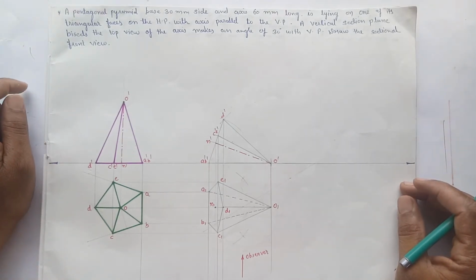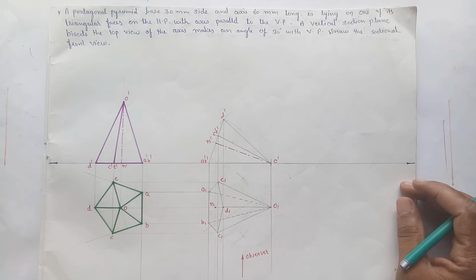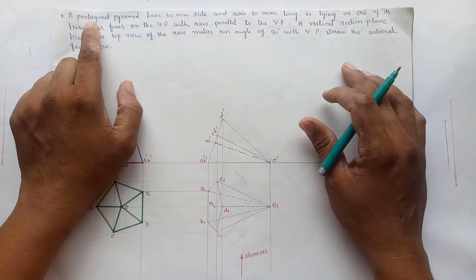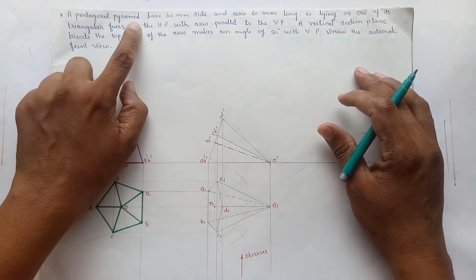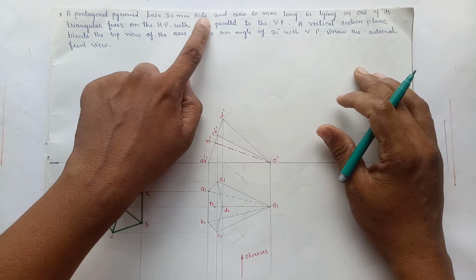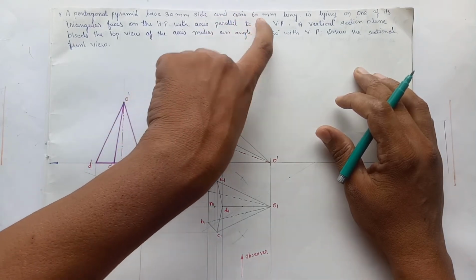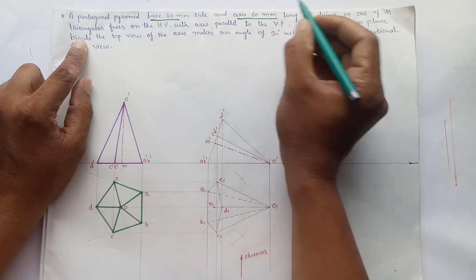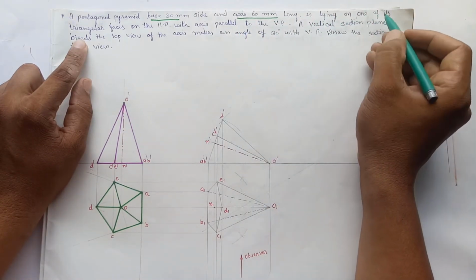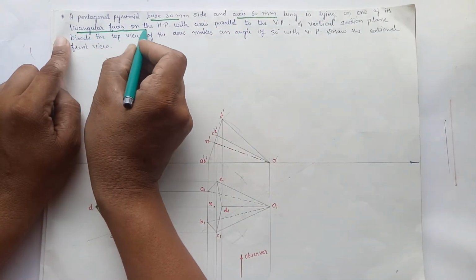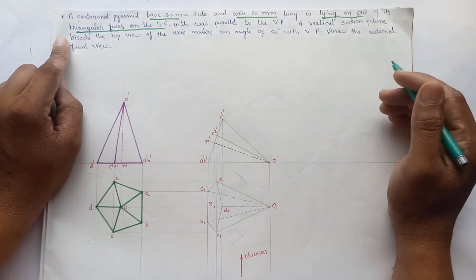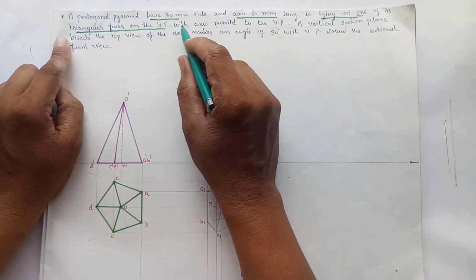Hello everyone. Let us start with another practice problem of section of solids. Here is the question. A pentagonal pyramid, base 30 mm side and axis 60 mm long, is lying on one of its triangular faces on HP with axis parallel to VP.